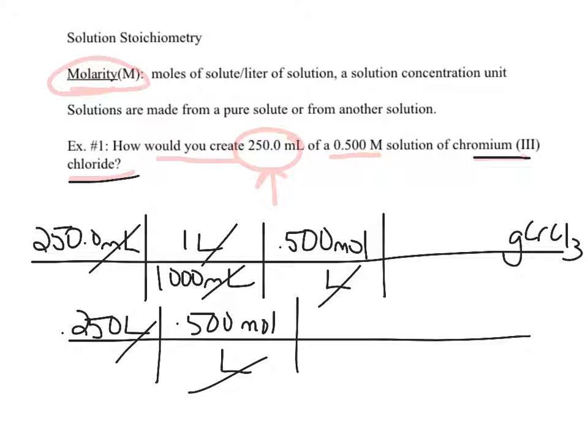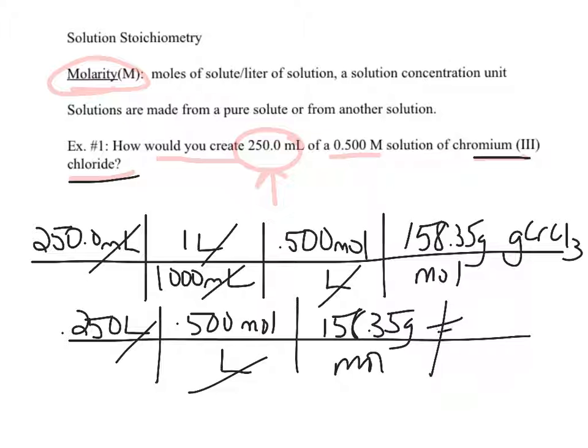And then you're going to need the molar mass of the chromium chloride, which is 158.35 grams per mole. And again, either way will get you your answer here. Since I'm out of space here, I'm just going to write it down here. You get the same thing no matter which way you go, 19.8 grams.